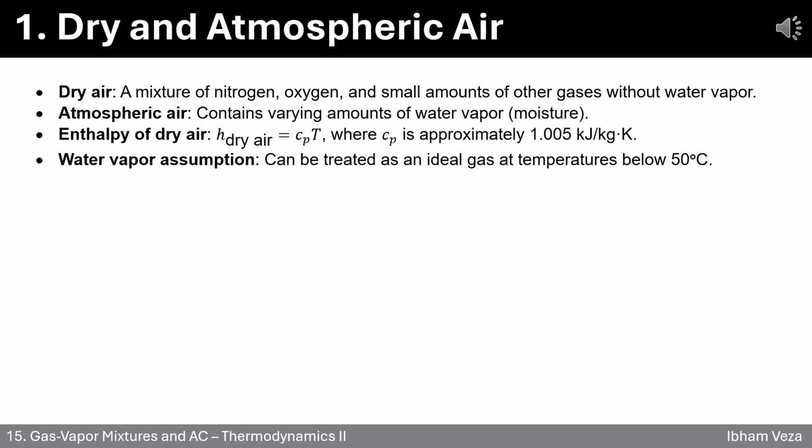Now, to make calculations easier, we use a handy approximation. The enthalpy of dry air is just its temperature times a constant specific heat, roughly 1.005 kilojoules per kilogram per Kelvin. And for water vapor, as long as we're dealing with temperatures below 50 degrees Celsius, we can treat it like an ideal gas. This assumption keeps the math simple without losing accuracy. So, understanding these basics will make everything from psychrometrics to air conditioning a lot more intuitive.